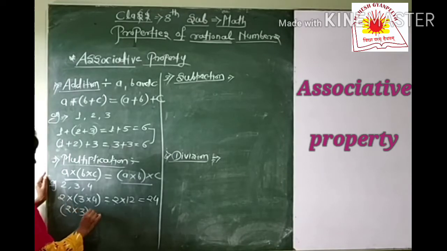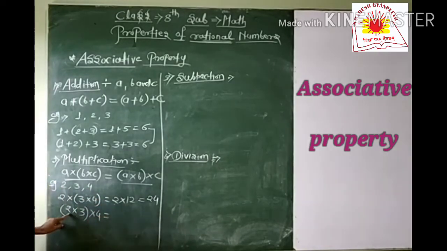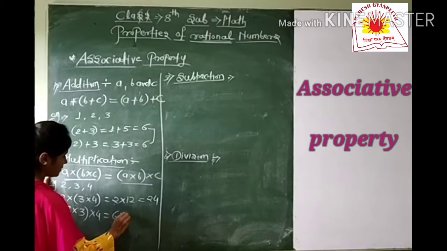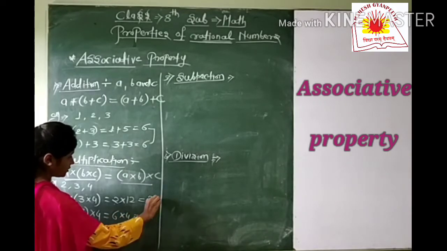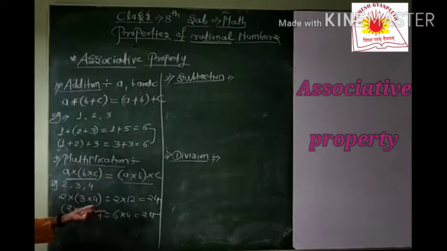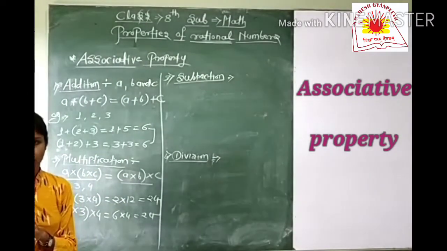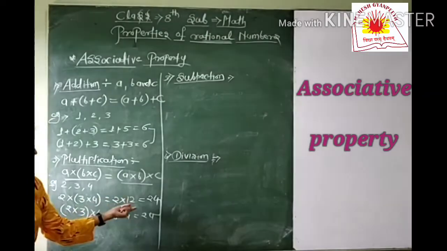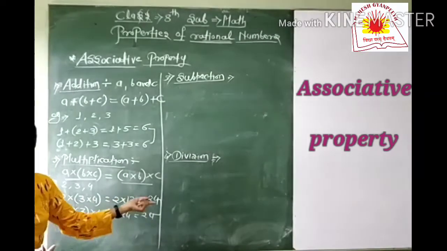Bracket complete multiplied by C. What is the value of C? It's 4. 2 threes are 6, multiplied by 4 is 24. Again, LHS is equal to RHS. It means that when you exchange the grouping, we still have to get the same answer.